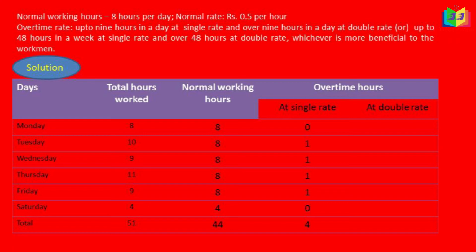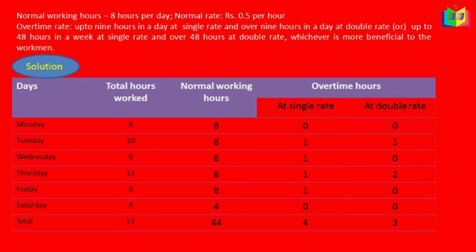Okay, now we will write double rate overtime hours. Okay, check for first on Monday it's 8 and 8 and here 0, so the double rate will also be 0. And Tuesday it is 10 and normal working hours is 8, and at single rate 1 hour we have and 1 hour at double rate. Okay, in simple I'll tell you, if you add this normal working hours, single rate hours and double rate hours, you should get this total hours worked.